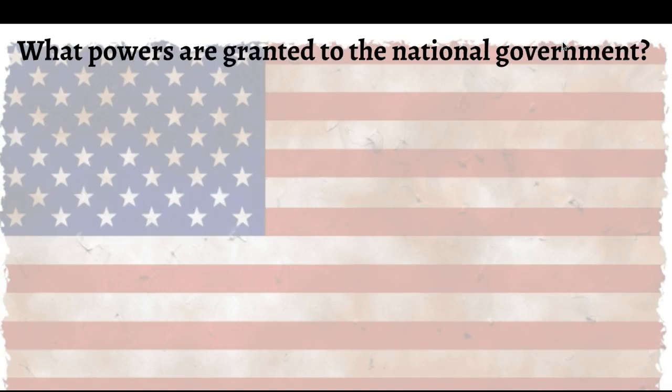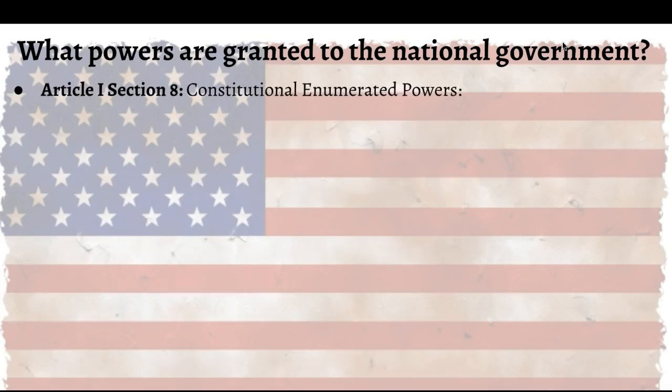So, what else? What powers are granted to the national government? Well, if we look at Article 1, Section 8, which had a lot of those national powers that we looked at just a little while ago, this is the section that has the constitutional enumerated powers. This is the go-to area of the Constitution for national government powers. And these are called the enumerated powers and provide for the lawful authority of the national government.